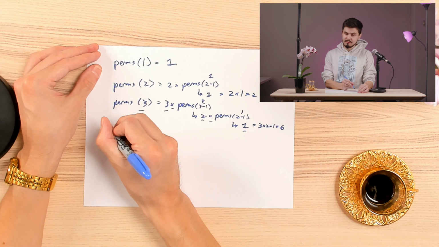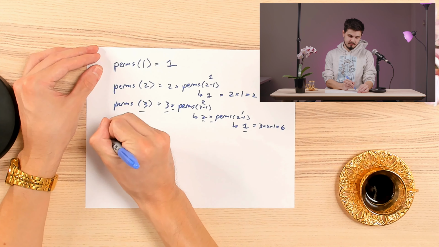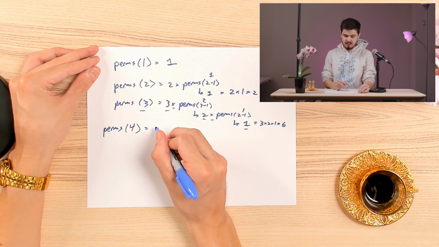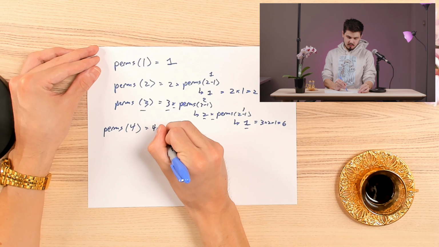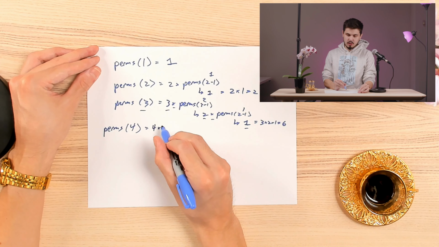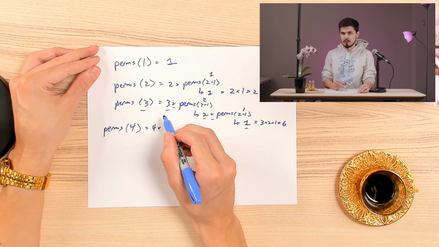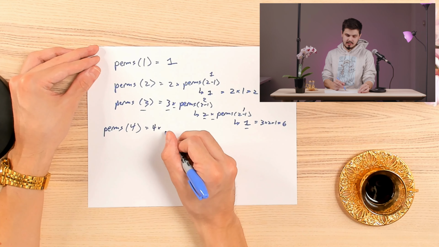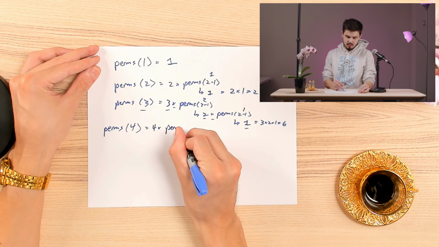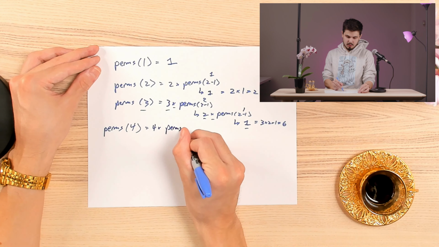Let's do one last example here. Perms of 4. Perms of 4 is equal to n, which is 4 here, times perms of n minus 1. So perms of 4 minus 1 is 3. Perms of 4 minus 1, 3.